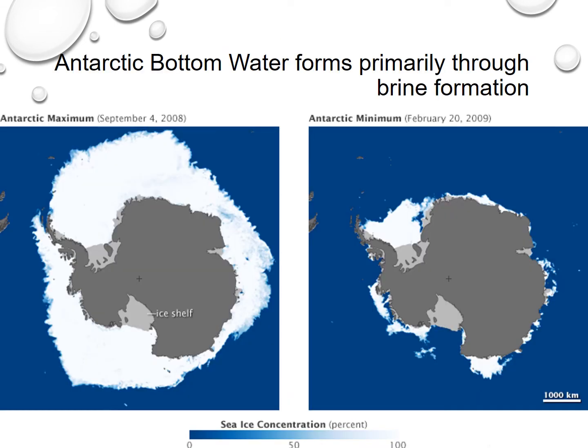The Antarctic bottom water forms differently. It forms primarily through brine formation during the Antarctic winter. So you can see on this diagram the Antarctic sea ice maximum during the Antarctic winter and the Antarctic sea ice minimum during the Antarctic summer. And because of that sea ice formation, we have Antarctic bottom water forming.